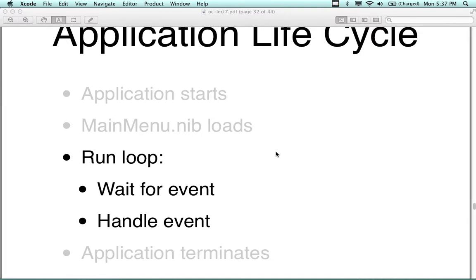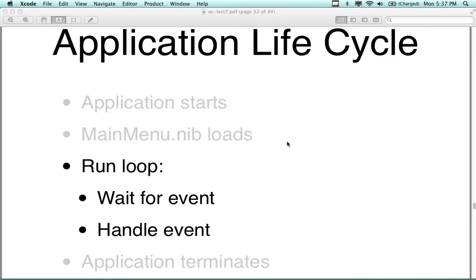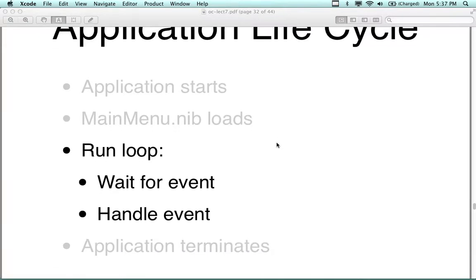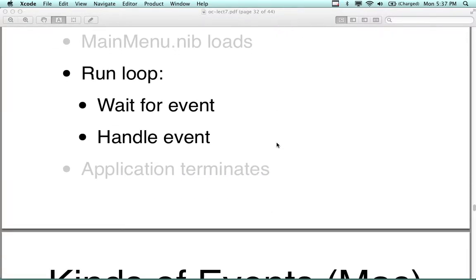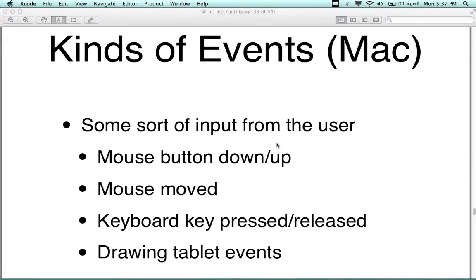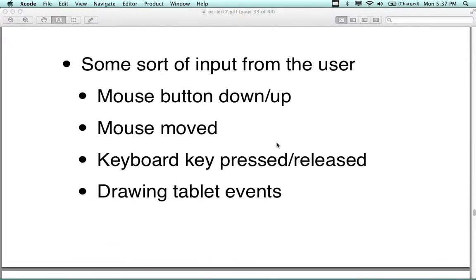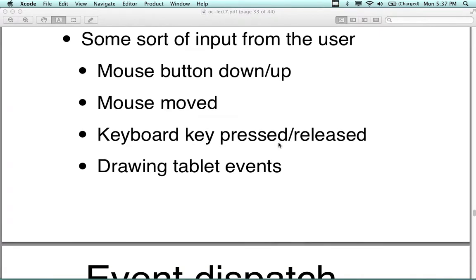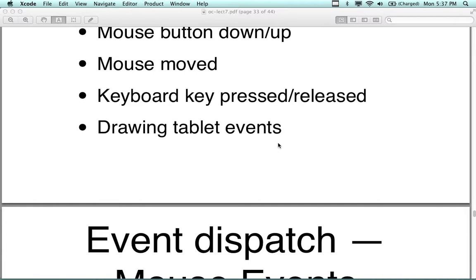Thank you. So we can run the loop here, wait for the event, handle the event. In terms of the application lifecycle, what we're doing is essentially event-driven programming. Kinds of events that might occur: some sort of input from the user, mouse up, mouse down, mouse moved, keyboard pressed, released, drawing tablet events, if you hook up a drawing tablet to the computer. And we've yet to see products like this, but eventually we're going to have a touch interface that works essentially the same on a Mac computer as it does on a tablet.